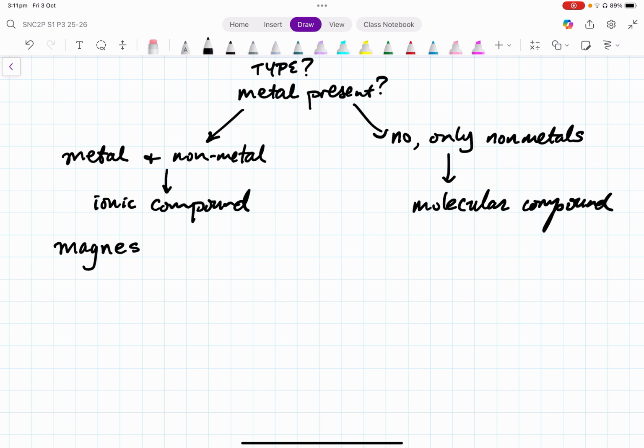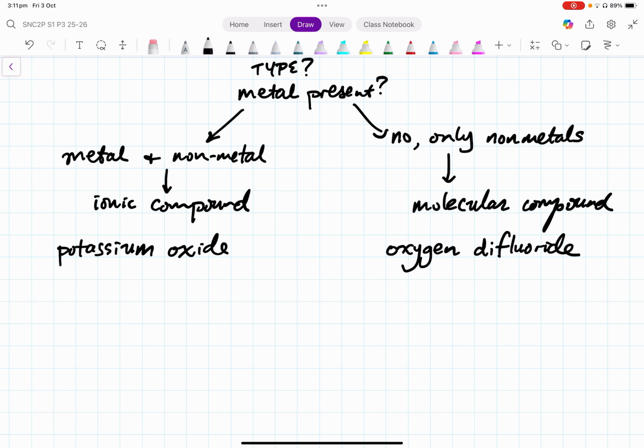Magnesium oxide. I want to do group one. Let's do lithium, no, potassium oxide. Okay, that's the name. And let's do one called oxygen difluoride. Okay, so there we go.